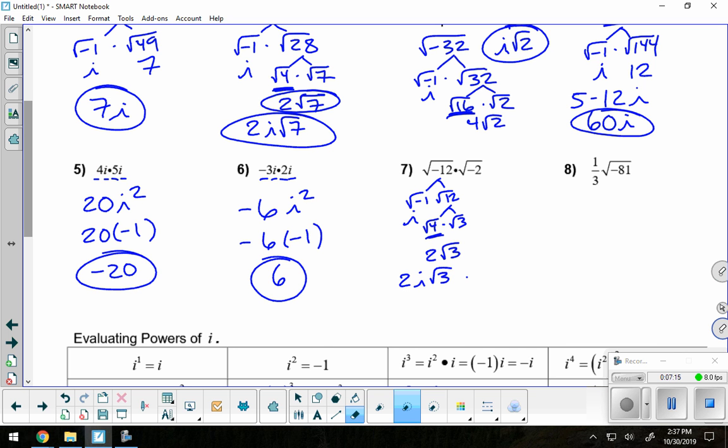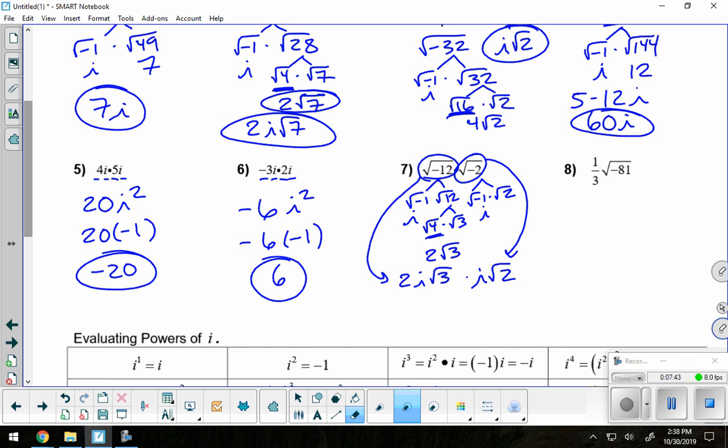So all this work, again, the square root of negative 12 simplifies all the way down to 2i square root 3. And now if I break up square root of negative 2, maybe into negative 1 and 2 again, but you can't really break down the square root of 2 anymore, so that's just going to stay square root of 2, but I can still pull out the i to make this i square root 2. Okay, so this one simplifies into i square root 2. Okay, now I need to multiply these two together.